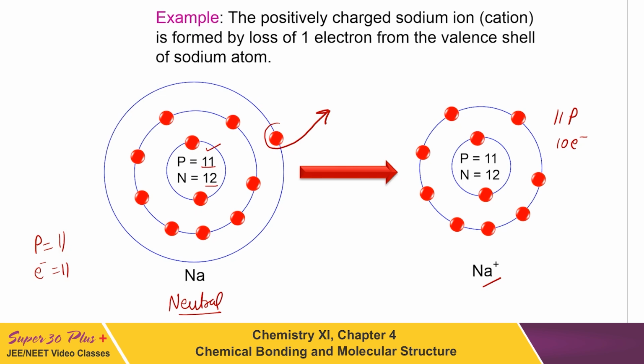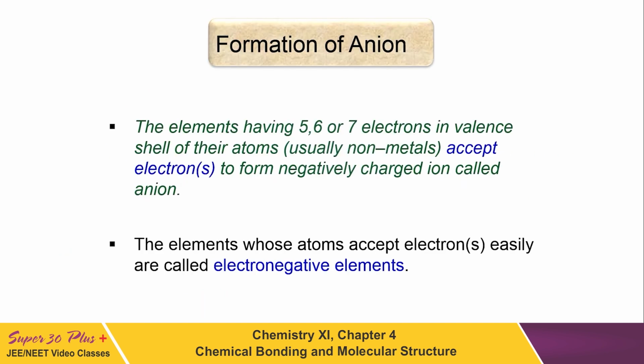Alright, so here is the formation of cation Na+, which is required for the formation of ionic bond, because this cation will further participate in ionic bond formation. How will this further participate in ionic bond formation? Now we shall see the other counterpart, which is the formation of anion.